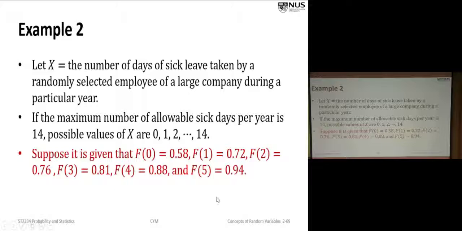Suppose from past experience we know that F of 0 is 0.58 and F of 1 is 0.72. This capital F represents a CDF. In other words, this is the probability of x less than or equal to 0, and this one is the probability of x less than or equal to 1. So this number must be bigger than this number, and so on. What we are given goes up to F5.